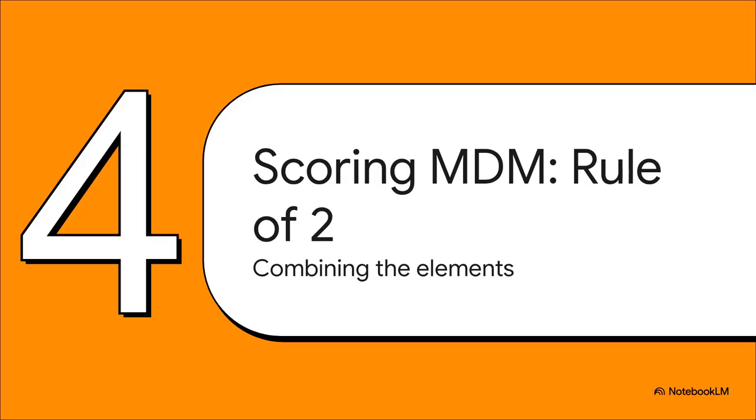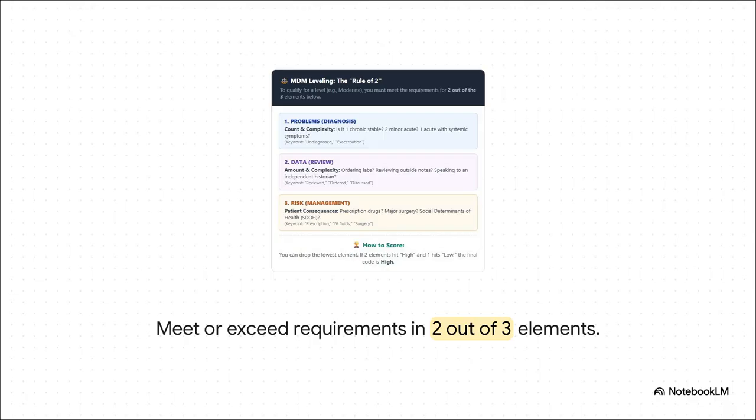Section 4. Scoring MDM. Rule of 2. So to qualify for a specific MDM level, whether that's straightforward, low, moderate, or high, you must meet or exceed the requirements in at least 2 out of the 3 elements we just discussed. We call this the rule of 2. You absolutely do not need all 3 elements to be high to bill a high code, just 2 will do the trick.